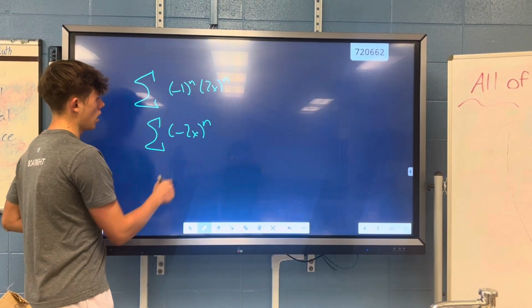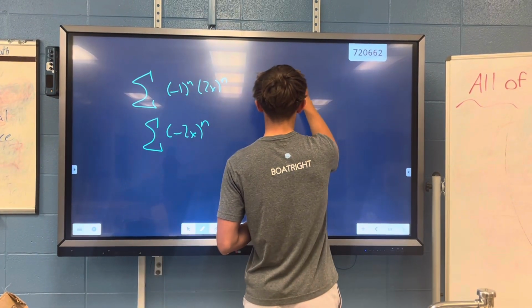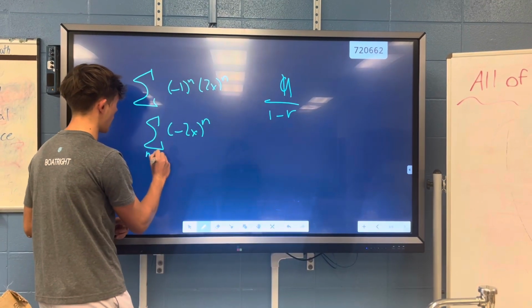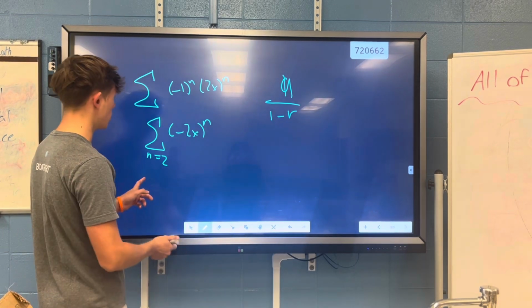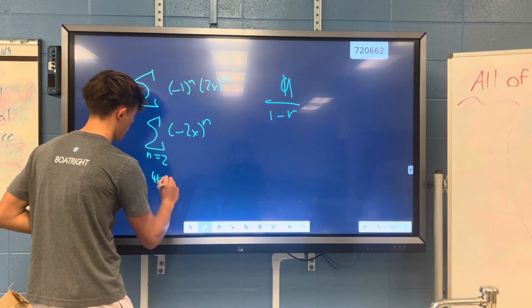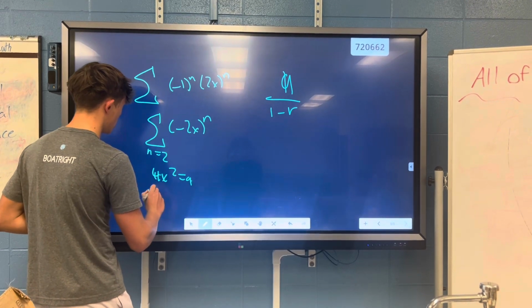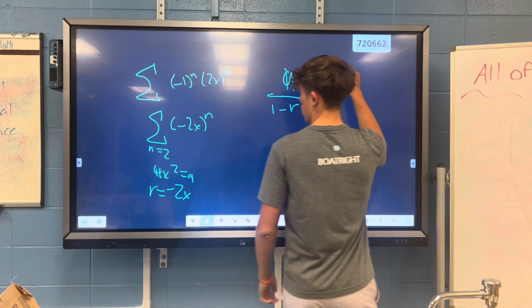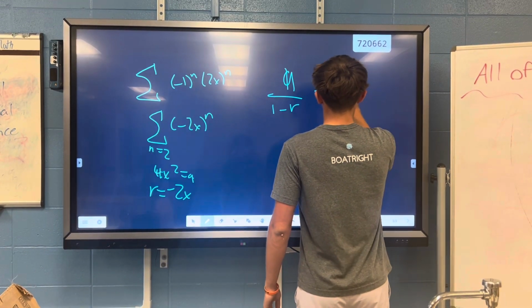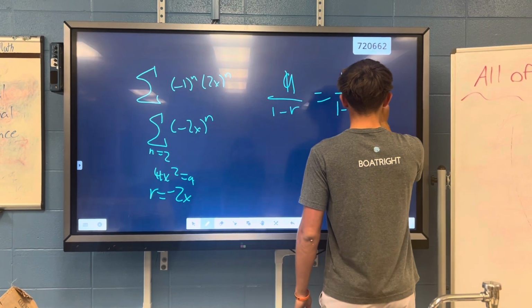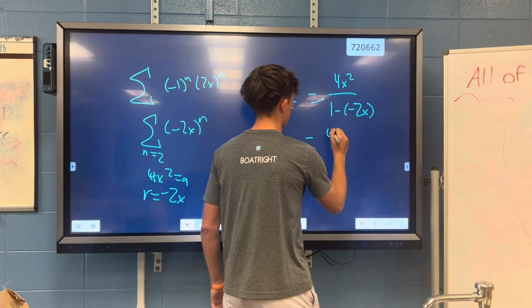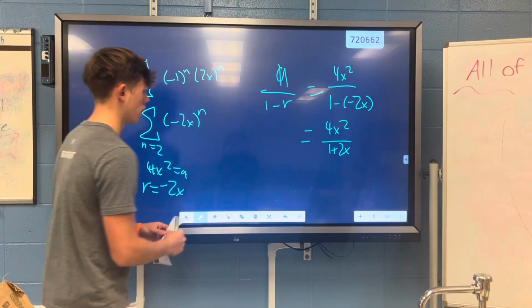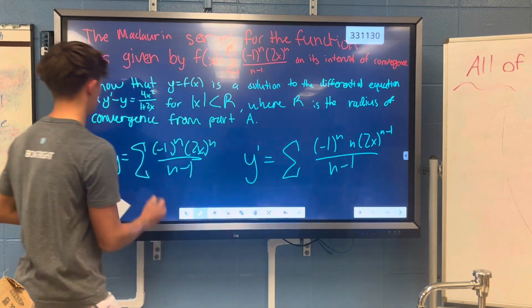A geometric series can be simplified, written as a over 1 minus r. Your a is your first term, and in this case, when you're starting at 2, which is in the original problem, you're plugging in 2 and you get 4x squared equals a, and your r is the rate at which it goes up, which in this case is negative 2x. So you have a, which is 4x squared over 1 minus negative 2x, which equals 4x squared over 1 plus 2x, which is the original expression in the problem. Right here.